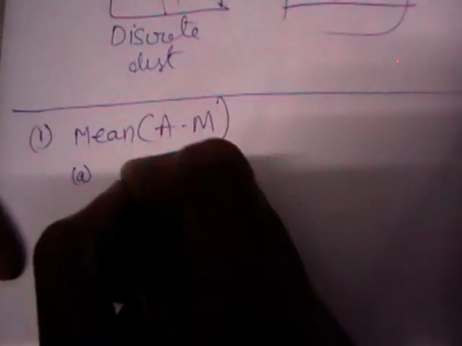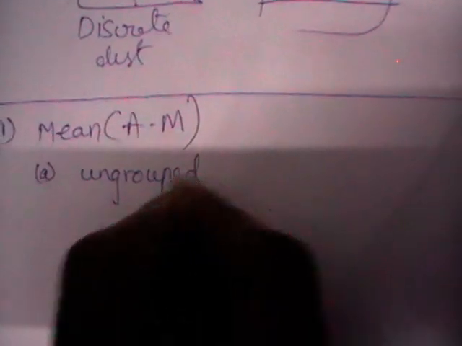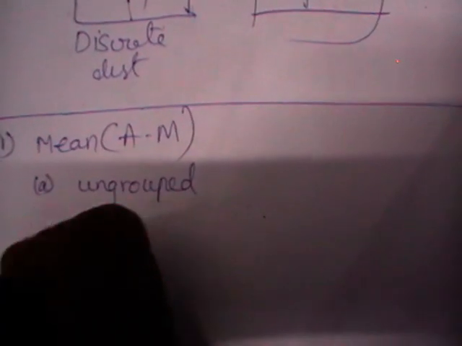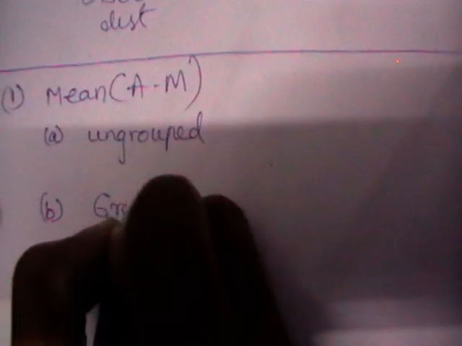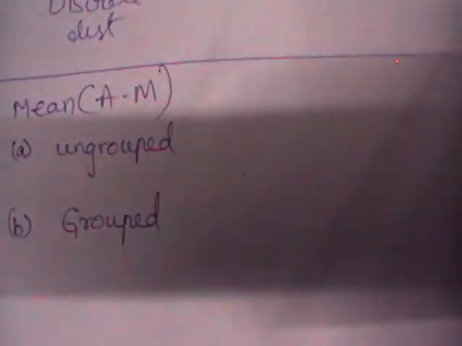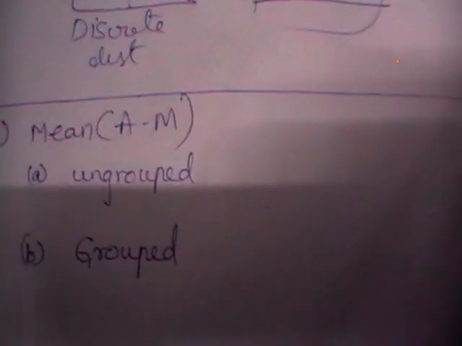The sum of the observations divided by the number of observations is called the arithmetic mean. Now you should write the formulas for ungrouped data and also for grouped data. The very first measure of central tendency is the arithmetic mean. That arithmetic mean, you should write the formula.